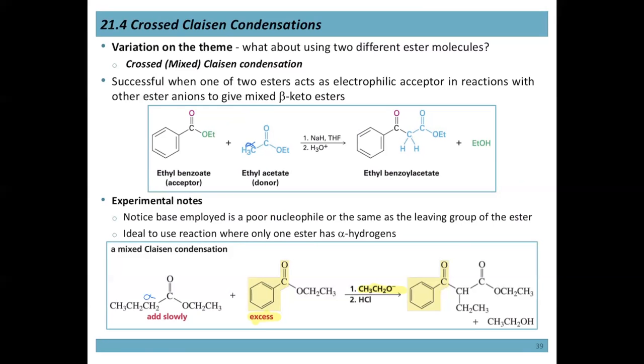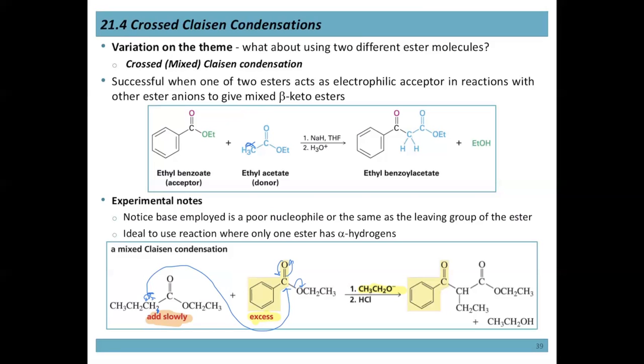Then what we do is we add the compound with alpha protons slowly. And so the key is, as we add this slowly, it gets deprotonated, forming the enolate. And since it's in low concentration, it's much more likely to find the species that's in high concentration and react.